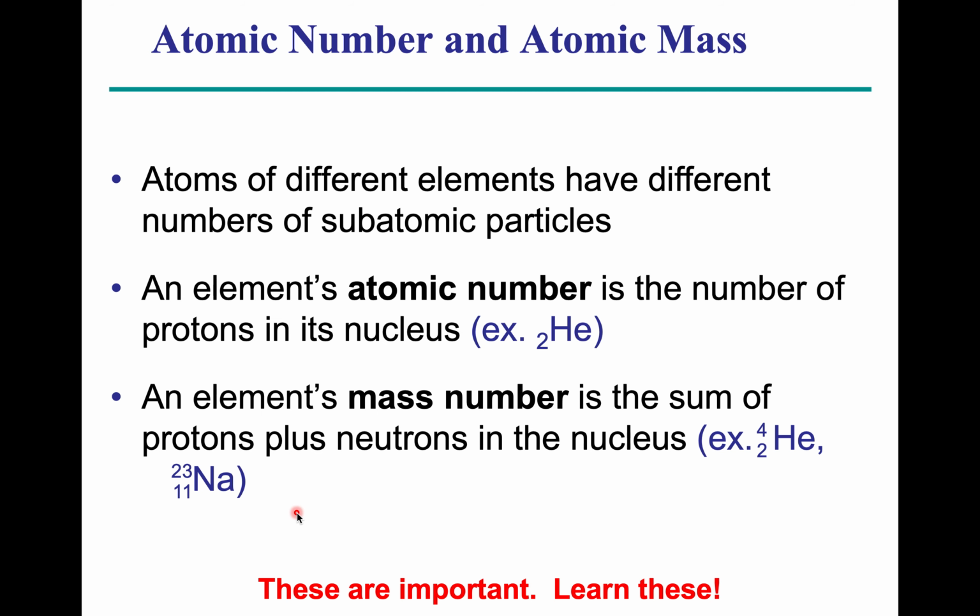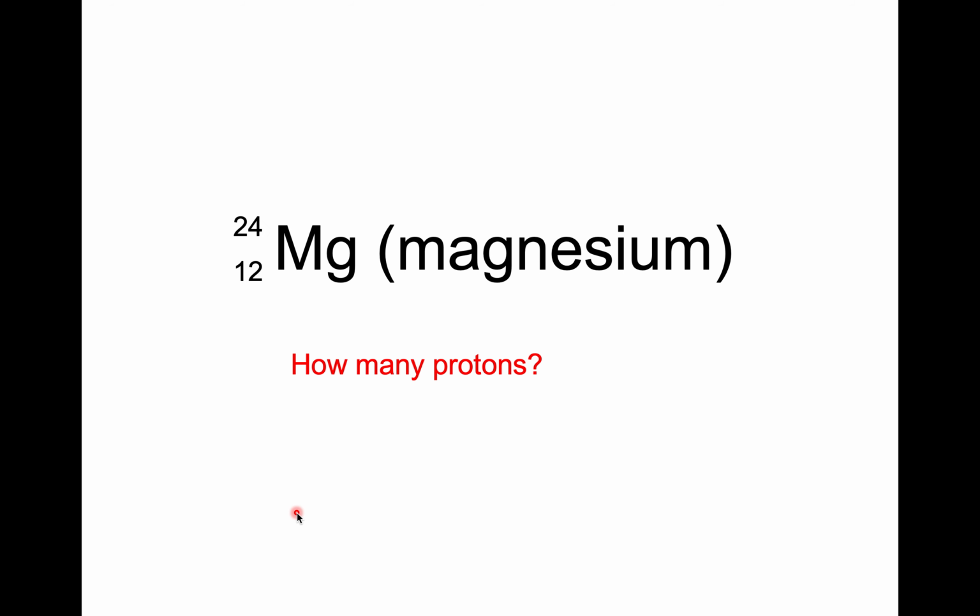So I'll definitely ask you some questions on subsequent tests or quizzes related to that concept. So let's do a little example here. I'll do one more for you. So magnesium, how many protons are found in an atom of magnesium? We would say there's going to be 12, right? The subscript, the atomic number is going to tell us that.